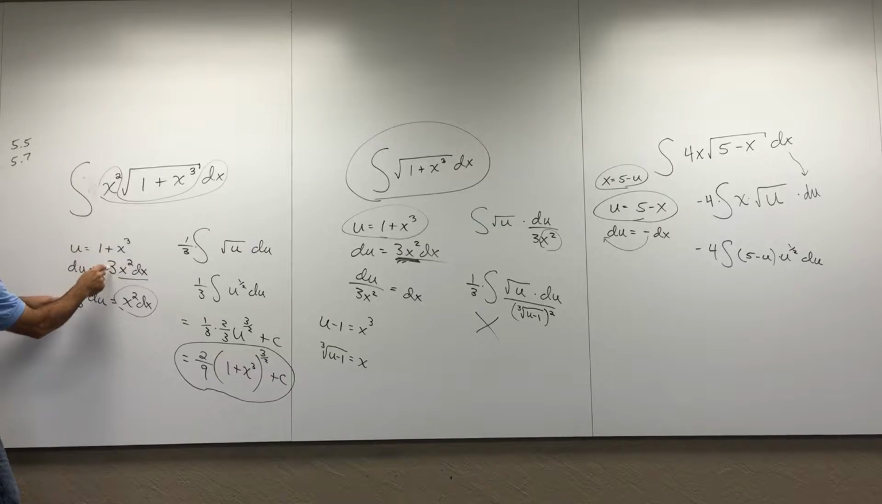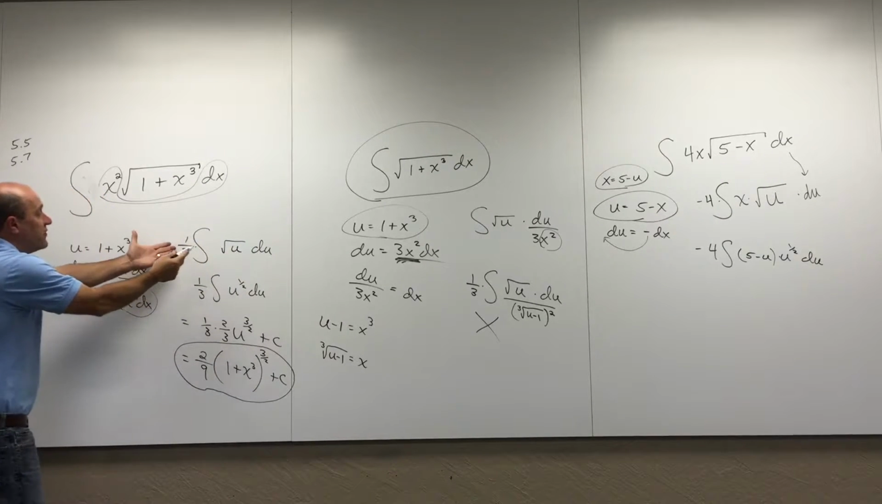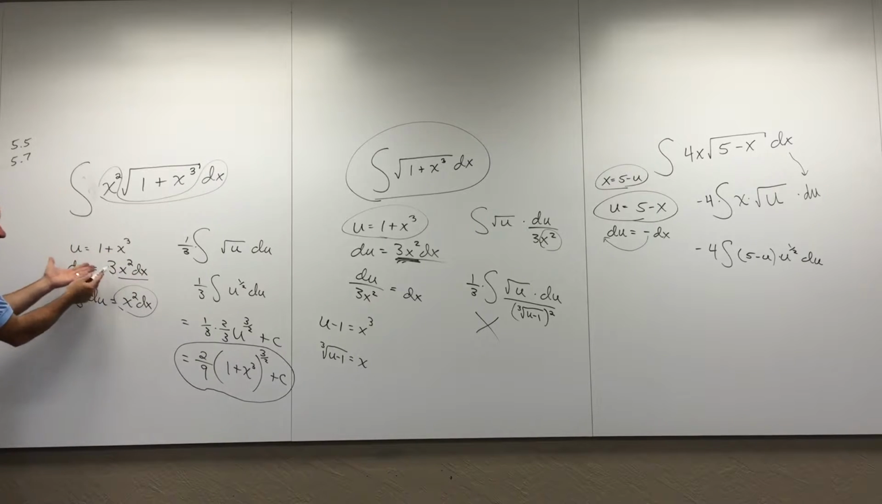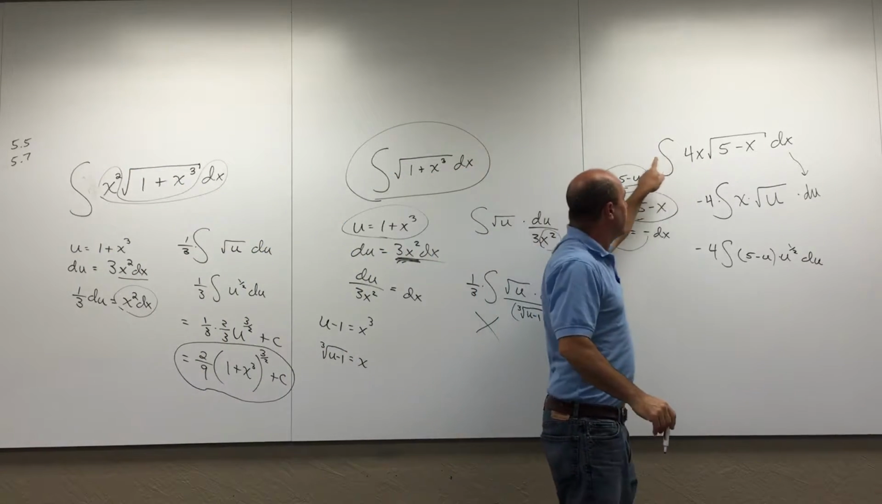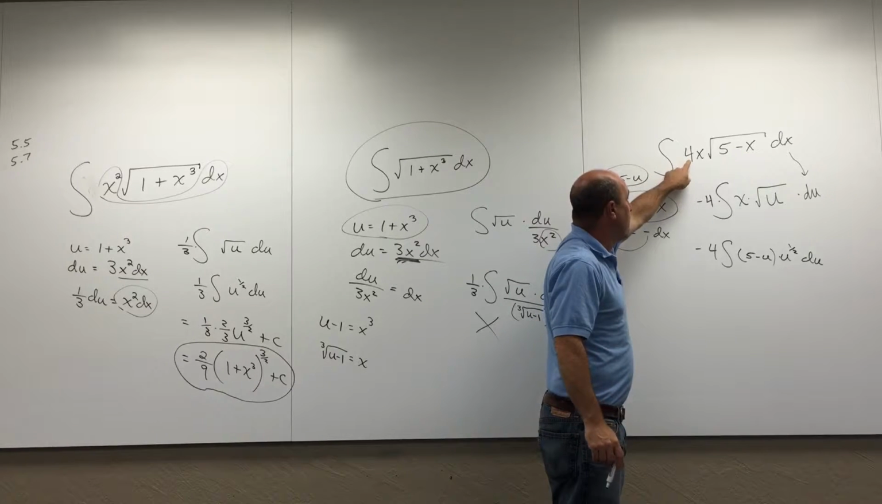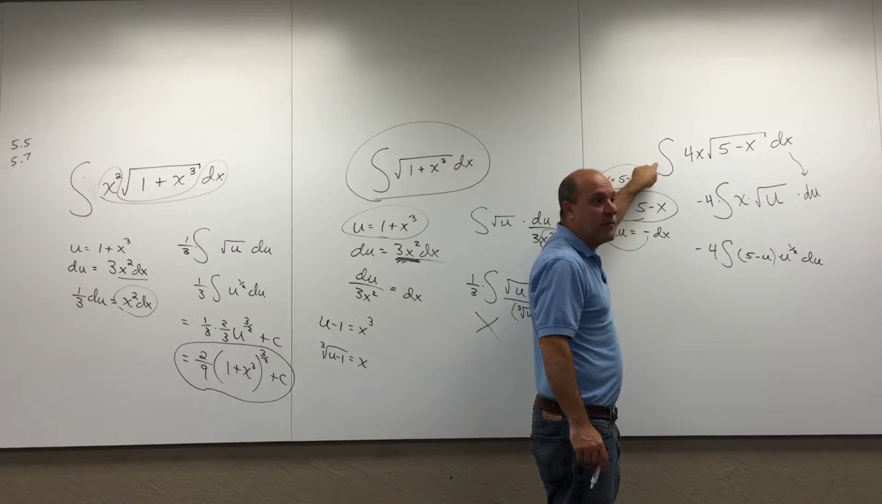It came from this derivative being a 3. That's what led to the 1/3. So this problem had a 1/3 come out, and it was from the du. This problem had a 4 come out, and it wasn't about the du. It was just about a 4 sitting there. Let's pull a 4 out. So it was a different story about the constant.